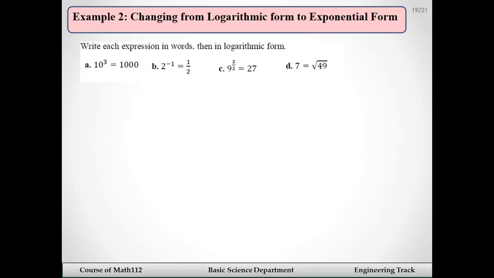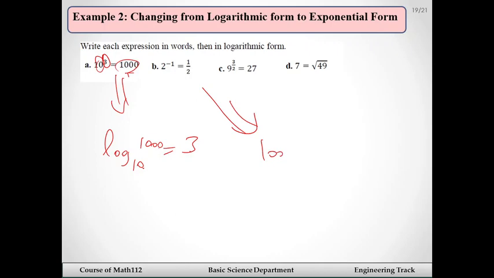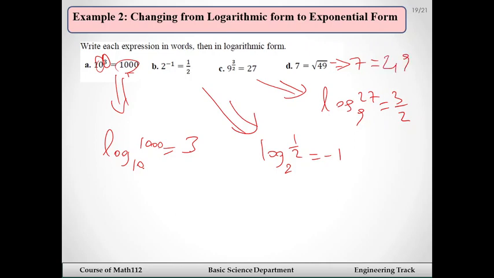Now we will do the reverse. We will take this one and try to write it in logarithmic form. Look at the base. The base is 10, so you have to write here 10. And the power should be here, 3. And this guy should be here. So 10 cubed is 1,000. And what can you say about this? The log base 2 of 1/2 is -1. Log base 9 of 27 is 3/2. And here you can write this one as 7 is equal to 49 to 1/2. So you can write here log base 49 of 7 is equal to 1/2.